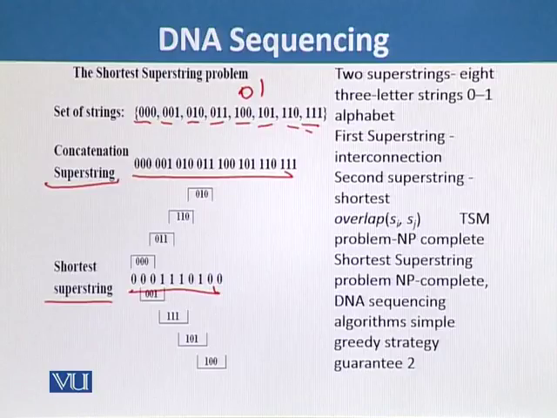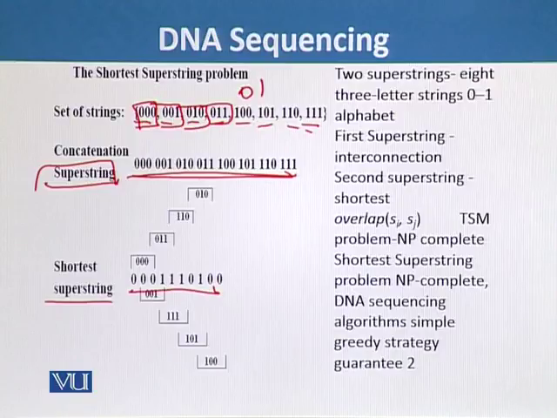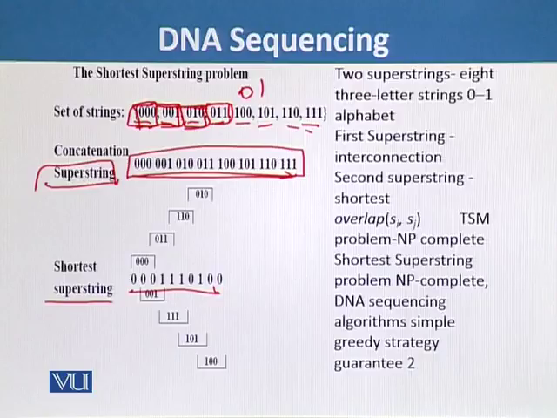The first superstring is obtained by simply interconnecting all 8 strings. If we simply connect them we will get this superstring, and we can assume that this is one of the fragments of DNA, the second is the second fragment of DNA, third, fourth, we assume these as fragments of DNA, and if we join them, combine them together, then we will get the whole sequence of the long genome. So this is one technique we can use to get the superstring.